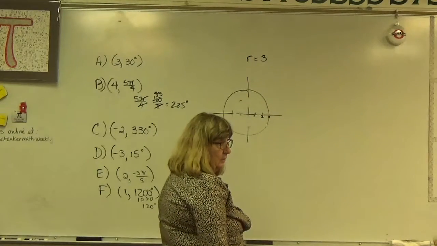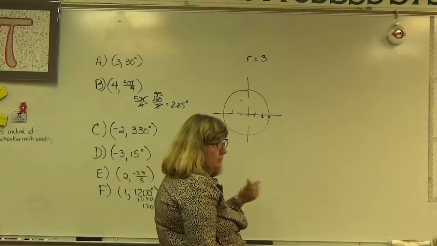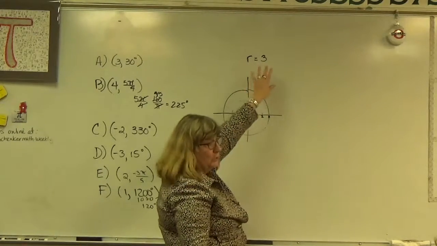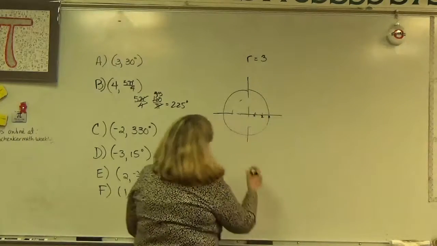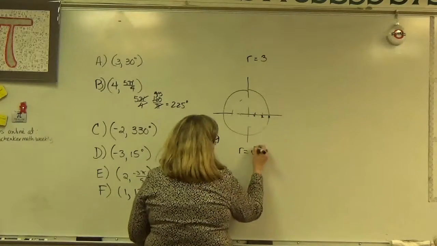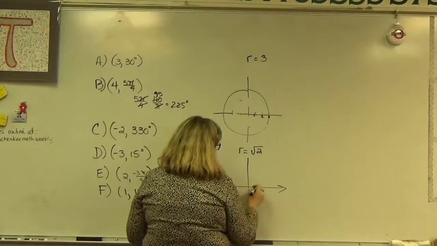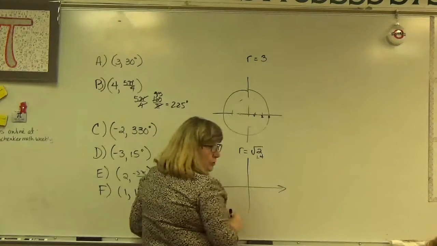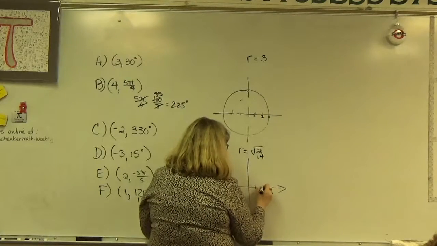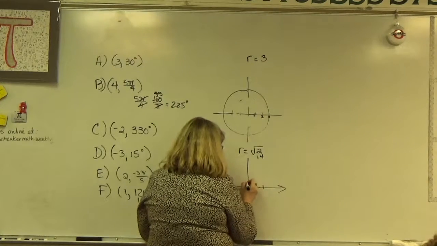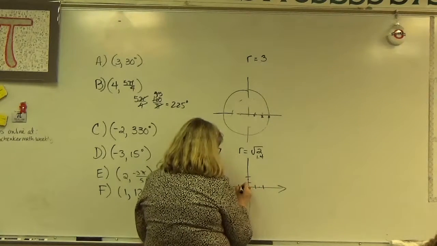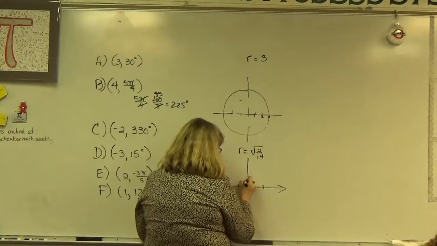What did you say these were? Not the equations. Equations. So you can either have the r equals equation or the theta equals equations. What if I have r equals the square root of 2? What's the square root of 2? It's like 1.4 something. So in between 1 and 2, I'd go 1.4 somewhere, north, south, east, and west. And then I draw my circle.